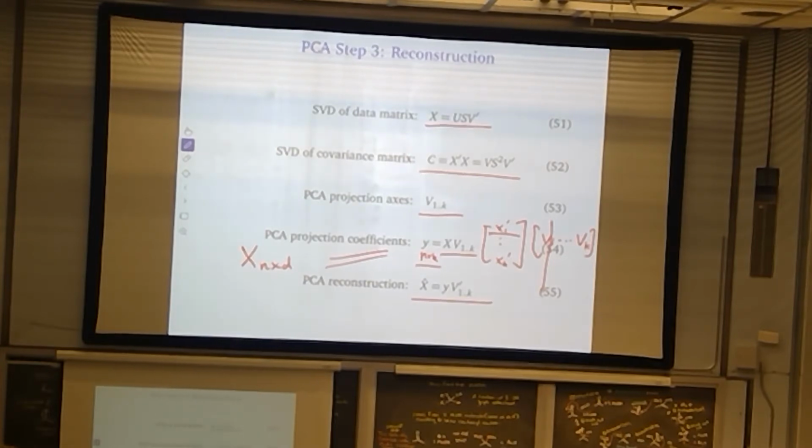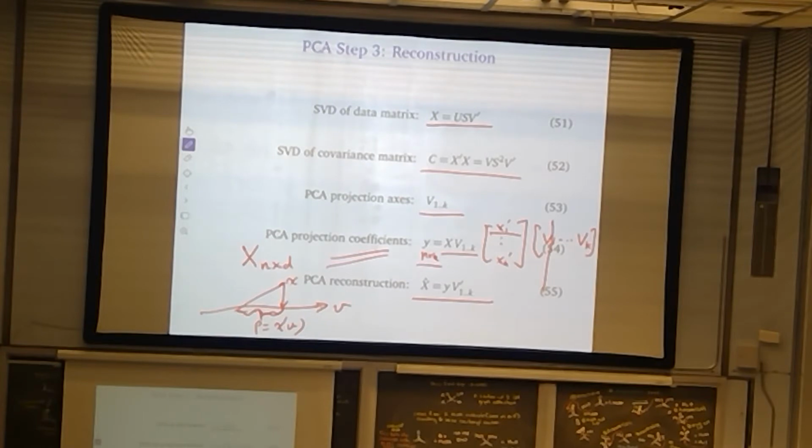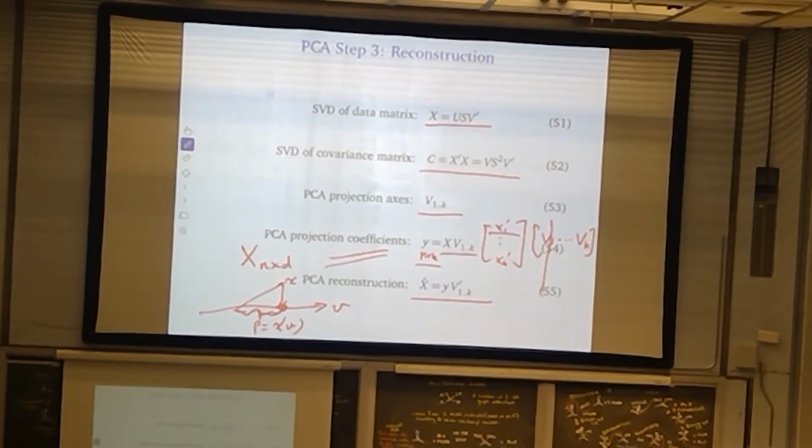How does he reconstruct? Essentially, it's this X projected to V. You transform the size of this P, right? This is X, this is V, you have X transpose V. What is the approximation? It's just this point, so this P times V. That would be my X hat, right? So this is what it is.